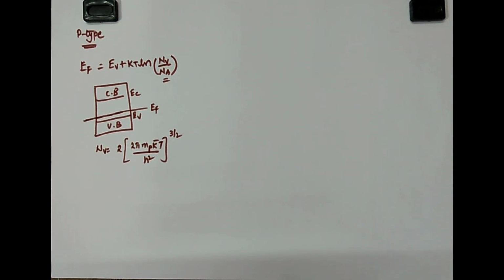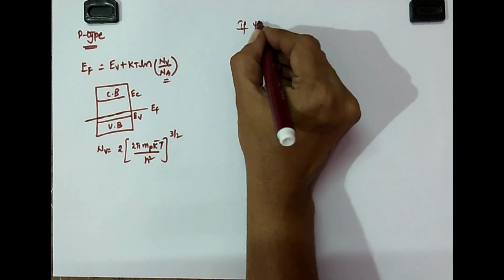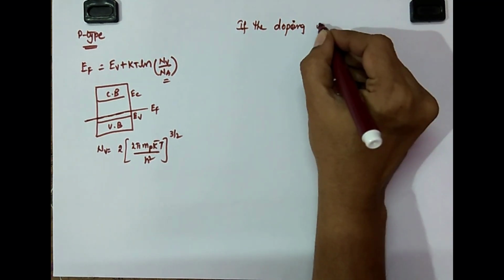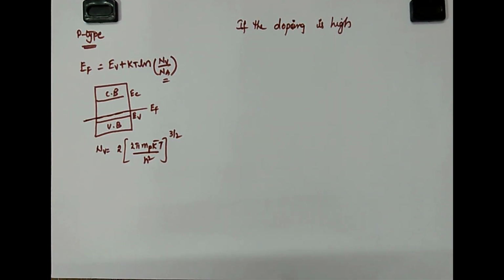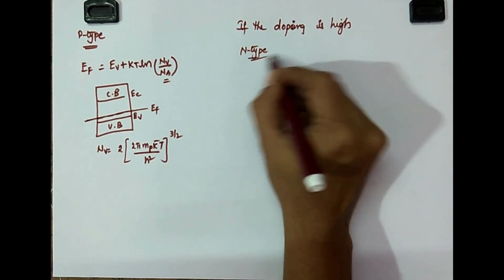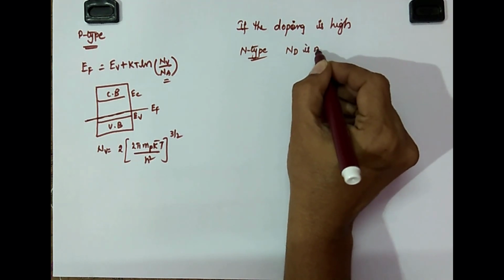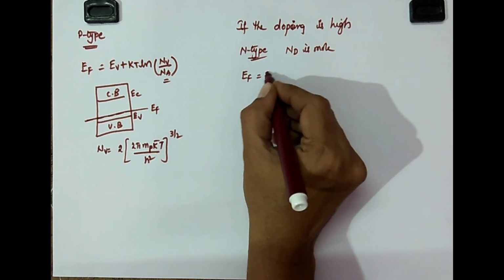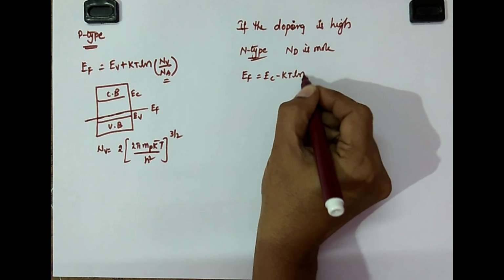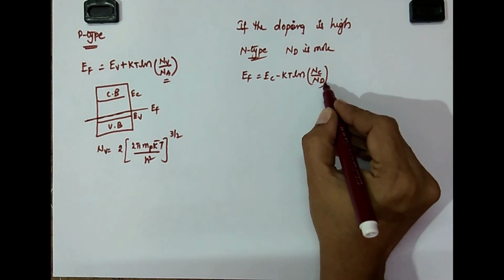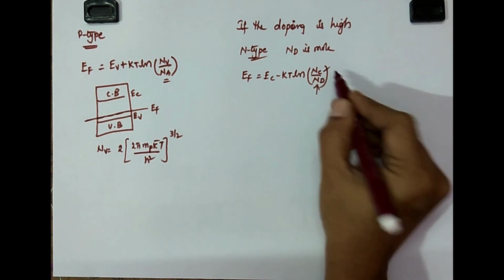Now the actual thing comes. If the doping is high, what is the meaning? Take n-type. Doping high means the donor ion concentration is more. If Nd is more, then take the Fermi level equation: Ec minus kT ln Nc by Nd. If Nd is more compared to Nc, what happens?